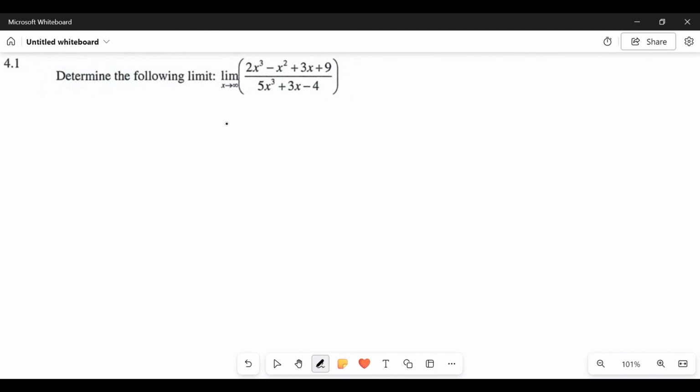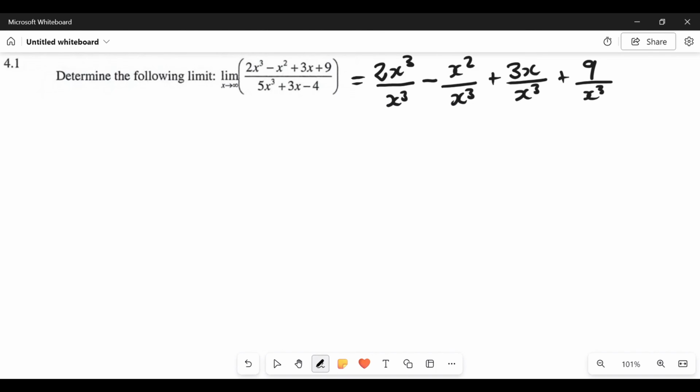Here's how you're going to do it. You start with the first term on the numerator, which is 2x to the power of 3, divided by x to the power of 3, because x to the power of 3 is the x with the highest power, minus. Now the second term of the numerator, we have x to the power of 2 divided by x to the power of 3. The third term is 3x divided by x to the power of 3, plus the last term on the numerator divided by x to the power of 3.